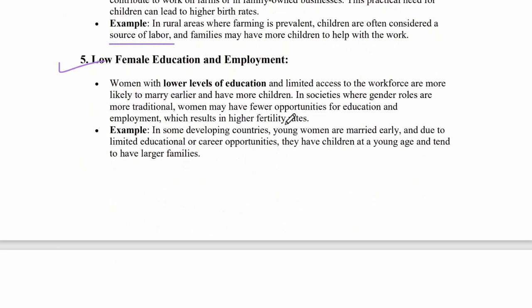Low female education and employment. Women with lower levels of education and limited access to workforce are more likely to marry earlier and have more children. In societies where gender roles are more traditional, women may have fewer opportunities for education and employment, which results in higher fertility rates. In some developing countries, young women are married early, and due to limited educational or career opportunities, they have children at a young age and tend to have larger families.